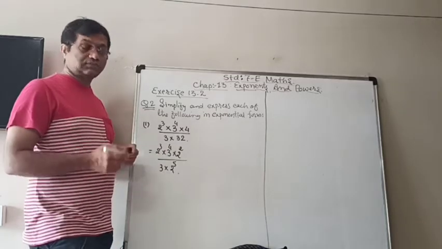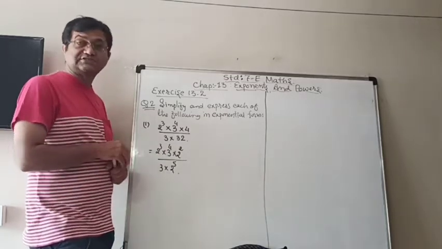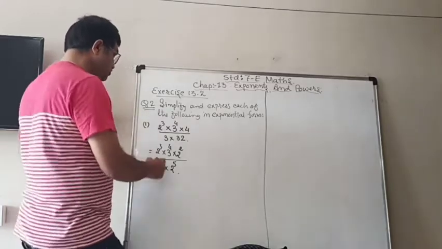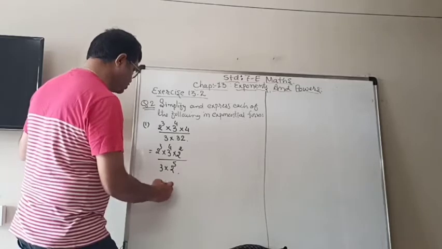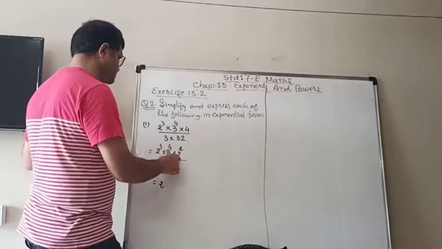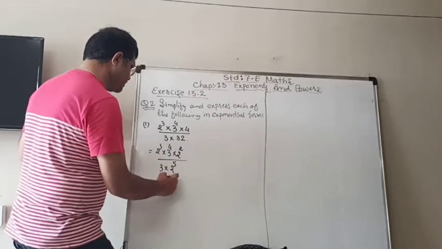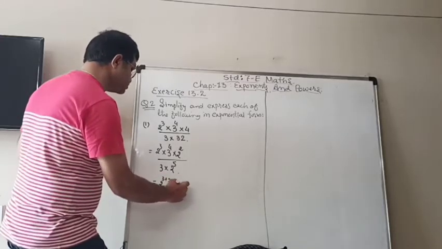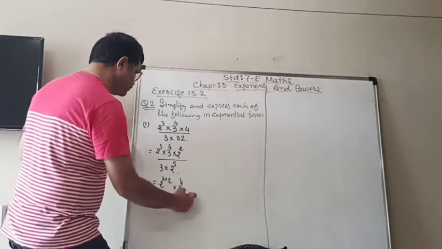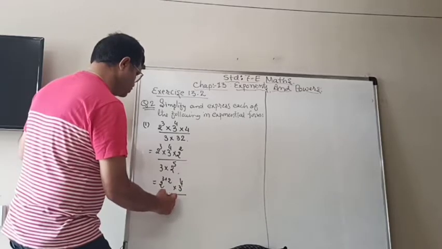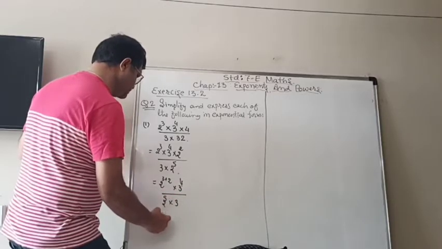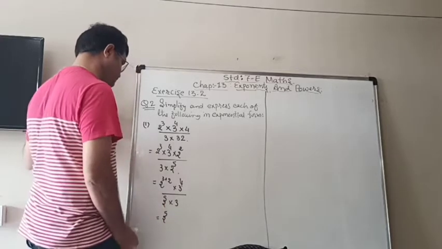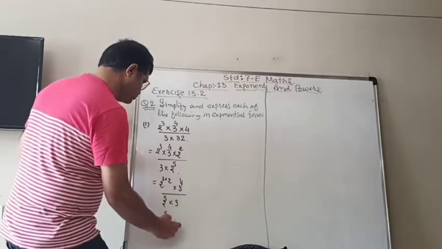So now when they have the same base, we can apply the rules. On the top you can see 2 raised to 3 and 2 raised to 2. So you can add them, 2 raised to 3 plus 2, 3 raised to 4, 2 raised to 5 into 3. So 2 raised to 5 upon 2 raised to 5.